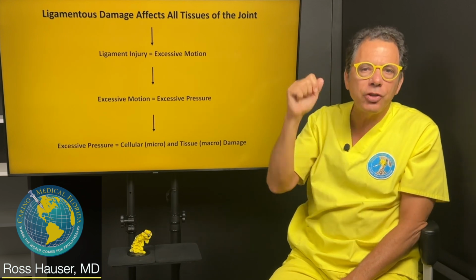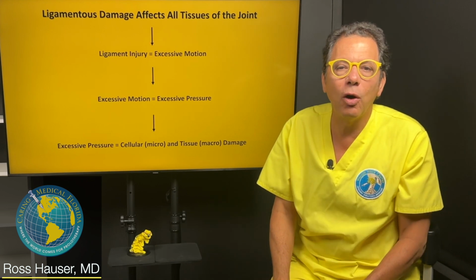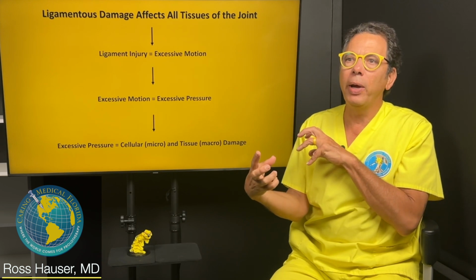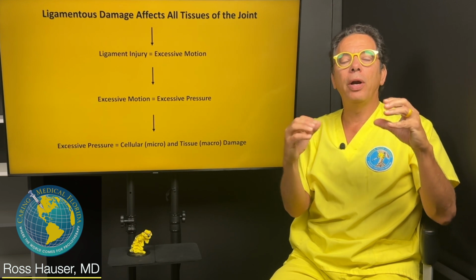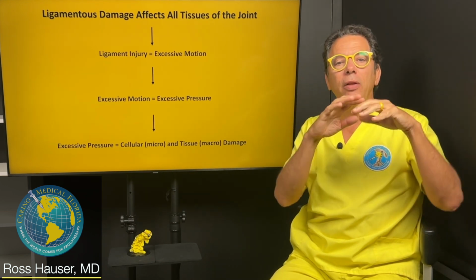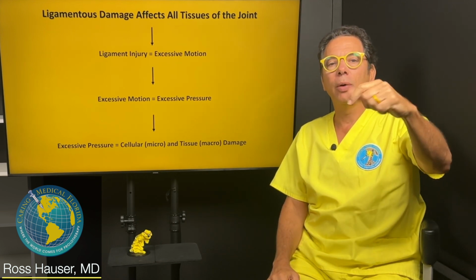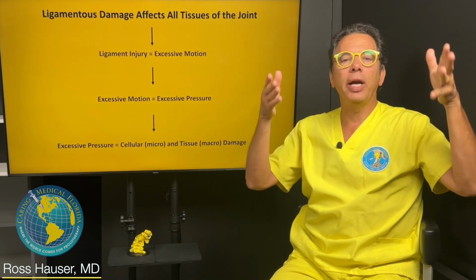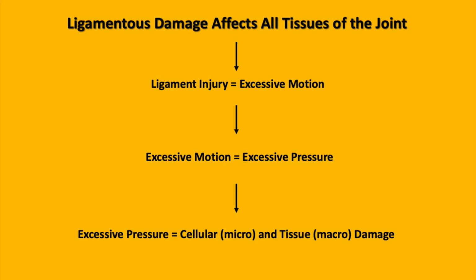So if excessive pressure occurs on a bone, what do you think is going to happen? Well, the bone's going to overgrow. The bone's going to try to accommodate that extra pressure by overgrowing to limit the motion, but also the more bone there, the more the forces will be diffuse, right? So if there's a pressure on a really little area, that area is going to break down. But if the pressure is over a larger area, the forces go down, and there's less chance of micro or cellular damage, and macro is where there's tissue damage.